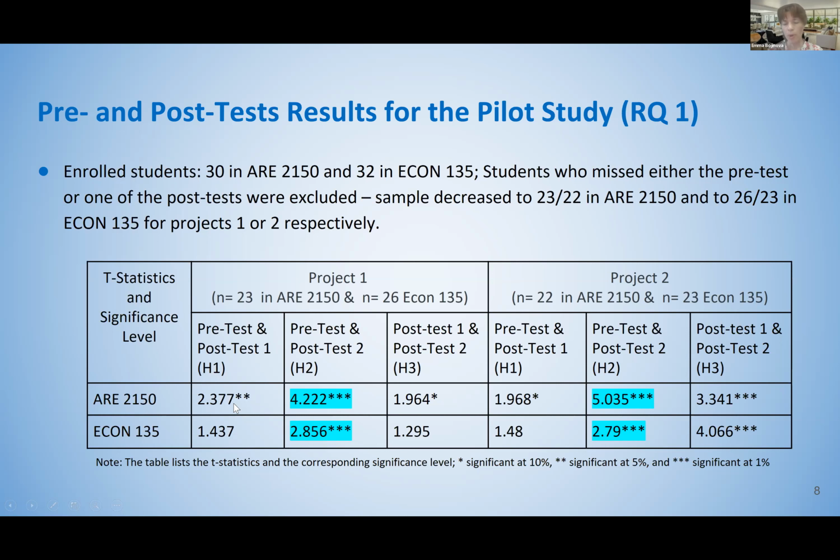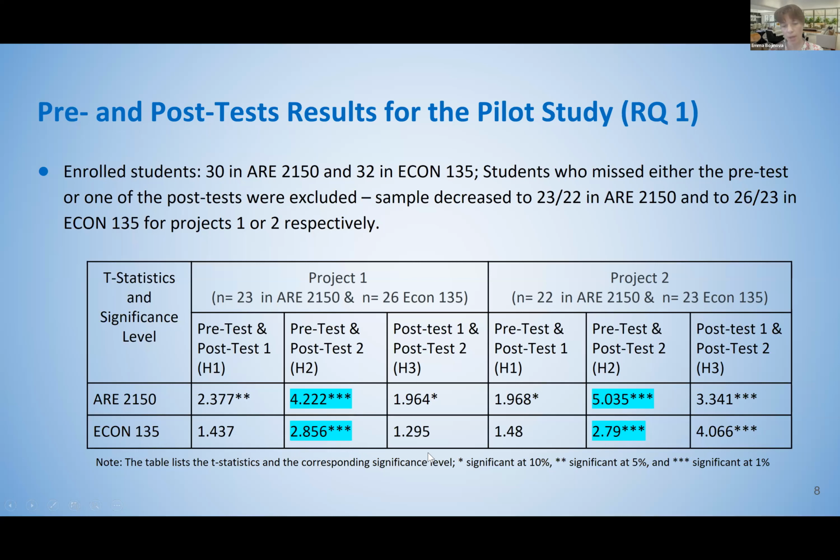The mean on post-test 1 for each project was higher than the mean score on the pre-test, and the mean on post-test 2 was higher than the mean on post-test 1. In other words, the mean difference was positive with each intervention, first after the lectures and second after the completion of the project.